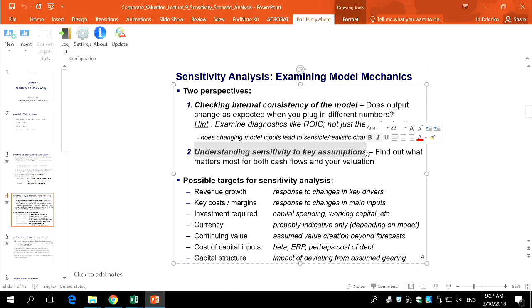If you start playing around with currency for JB Hi-Fi, nothing will happen. First of all, I was happy for you to ignore currency effects because they only have a little bit of revenue coming from New Zealand. And the New Zealand currency is linked very closely. It's highly correlated with the Australian currency, so it doesn't really matter.